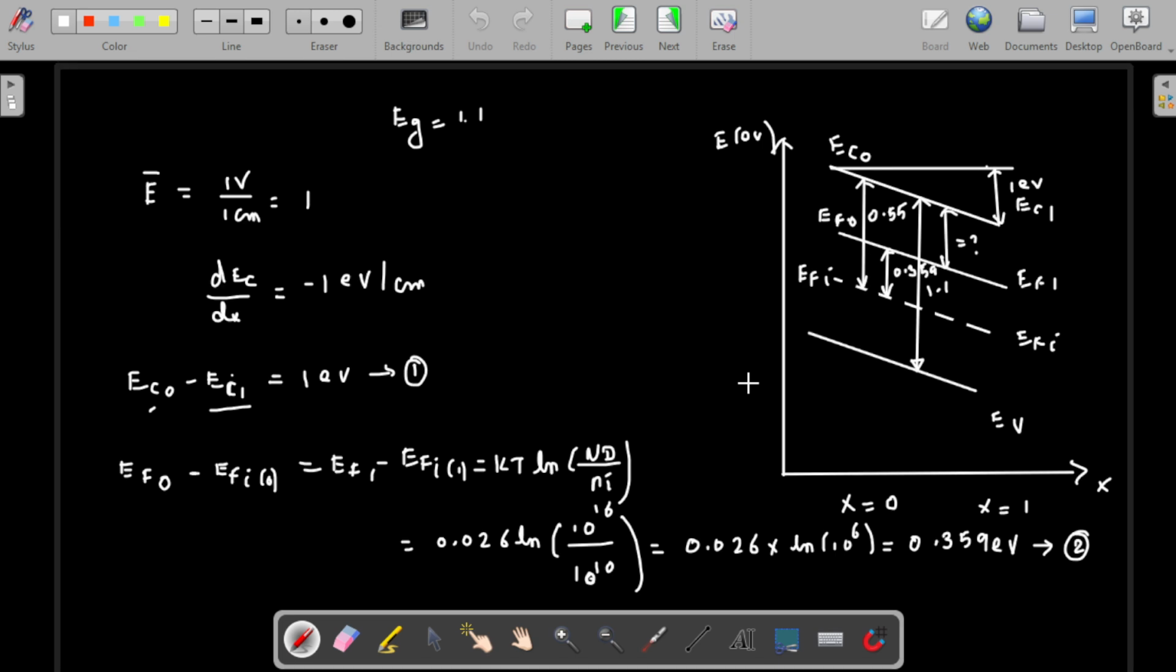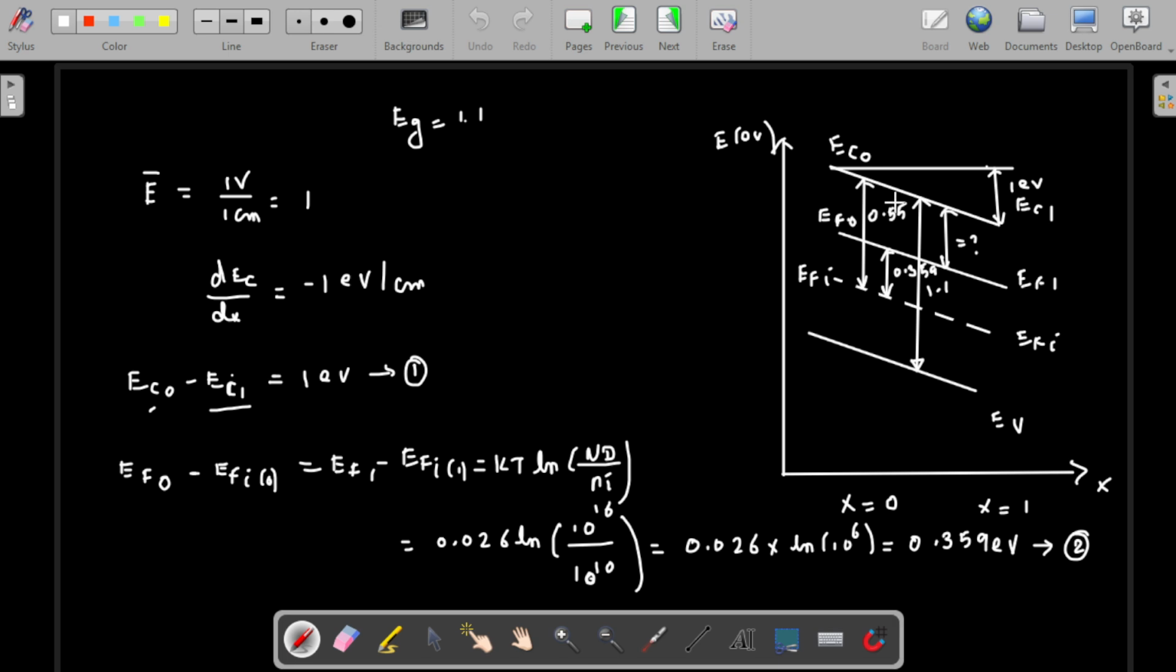So let me go through once again. We have calculated the slope from the battery voltage and the distance. From that we calculated the change in the band, like EC1 minus EC0, we found out, and then we tried to find the distance between EF0 and EF1, for which we have a direct formula, and found the value, that is 0.359.